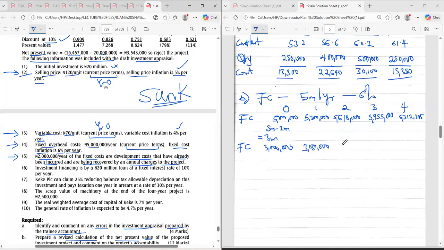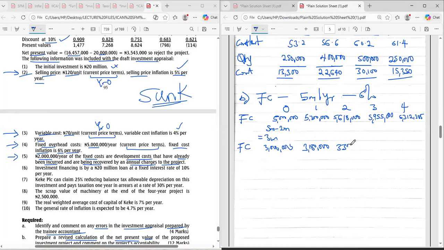Inflate your 3,180 by 6%. 3,370,800. Do it again by 6%. 3,573,048. Do it again for me. 3,787,431. Yes, 431. So this is what our fixed cost is supposed to be.